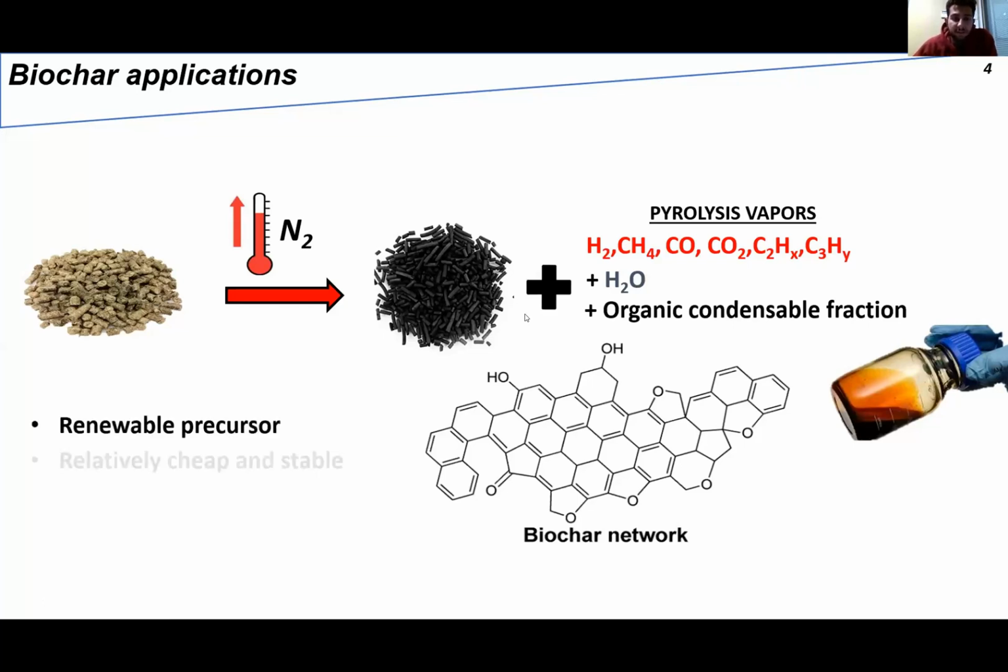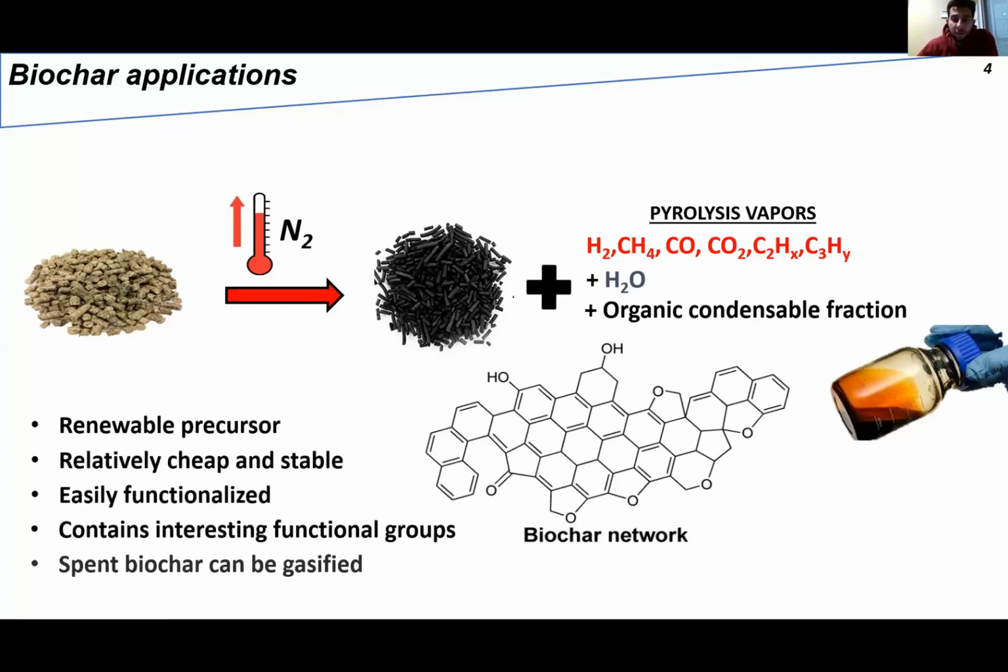The application of biochar in different fields is very interesting because it's produced from a renewable precursor. It's relatively cheap and stable, and can be easily functionalized, and depending on the pyrolysis conditions can contain interesting functional groups. Furthermore, the spent biochar can be disposed of in soil, or can be gasified to produce CO.